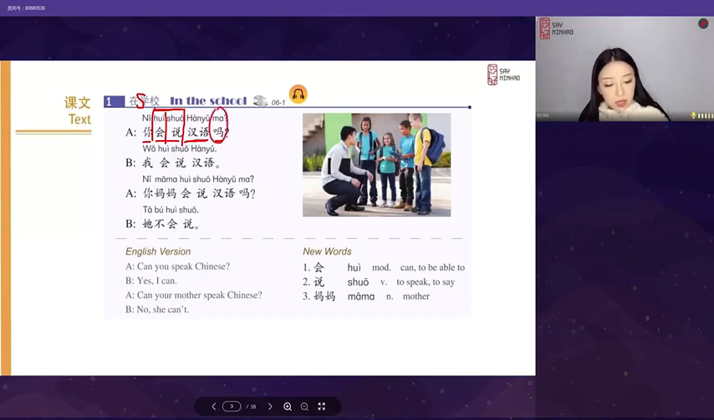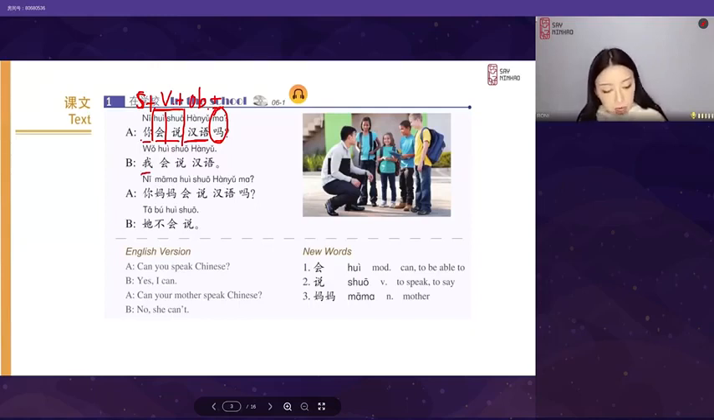And 吗 is the interrogative particle. Every time we see a 吗, we can see it is a question, right? So we can see here the structure: the subject plus the verb plus an object and plus a 吗 is the question. So in Chinese, most of the questions have the same word order as the declarative sentences, right? It is the subject plus the verb plus the object. Okay, 你会说汉语吗? It means, can you speak Chinese?